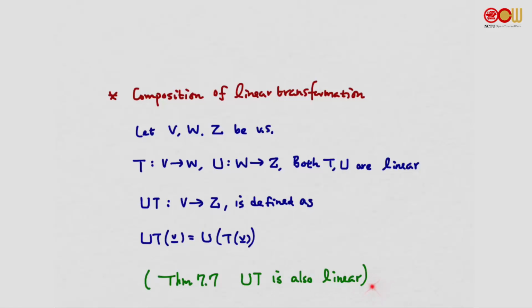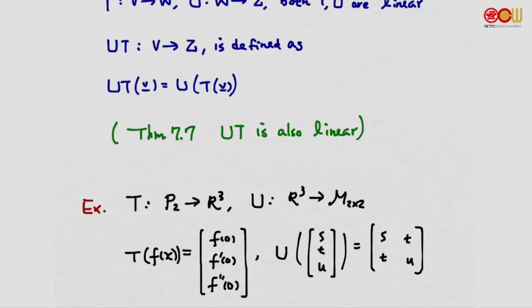And the proof is very similar to what we have in chapter 2. An example: T is from P2 to R3. Well, this is the example that we had earlier. And U is from R3 to M2 by 2. This is U of a vector (s, t, u). Then the image is a matrix in M2 by 2, with s and t on the diagonal, and the off-diagonal term, and then u here.